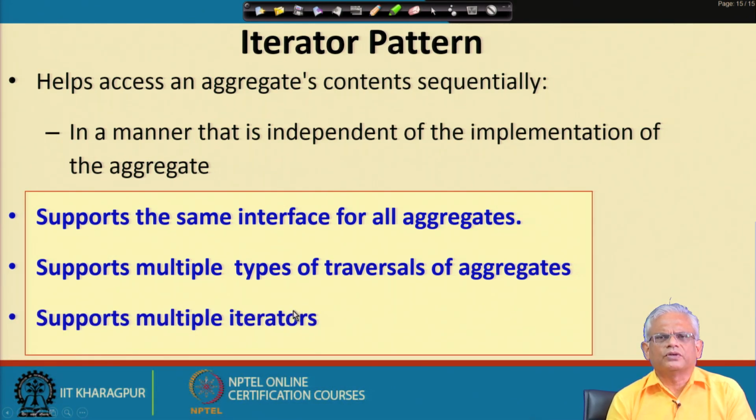And also we can have multiple iterators, and each of these iterators does not interfere with the functioning of the others. Maybe one iterator is traversing from the front to the end, first element to the last element, and another iterator may be traversing from the last element to the first element. And then if we have created these two iterators, they will not even interfere with each other.